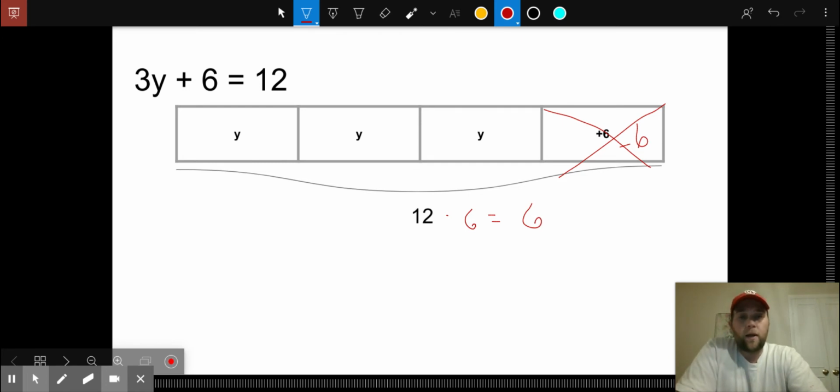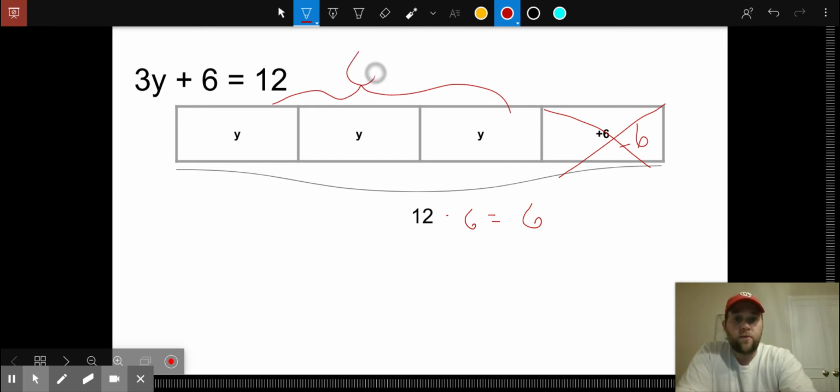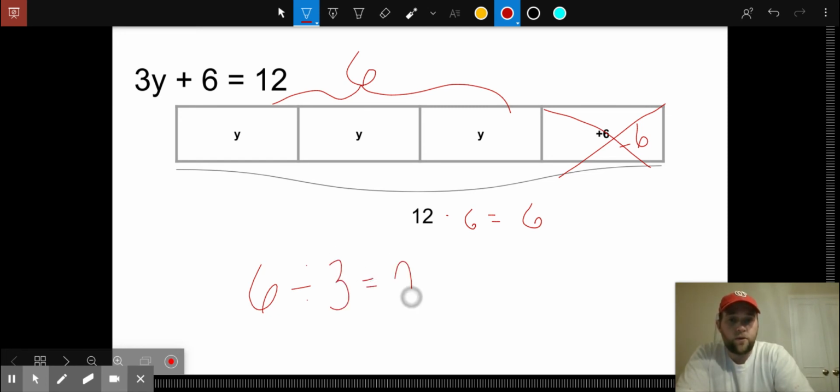So really what we're working with now is that these 3 y's right here, 1, 2, 3, equals 6. And we have to figure out what times 3 equals 6. Or we could do 6 divided by 3, and we get the answer of 2. In this case, y equals 2.